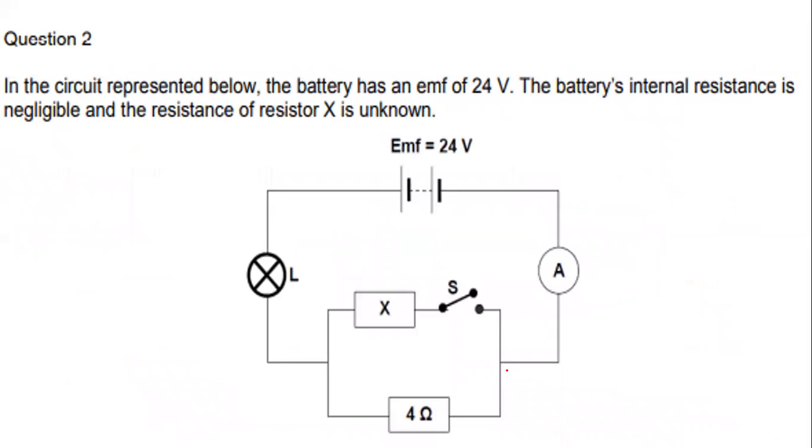Let us move to another circuit. Then they tell us in the circuit represented below, the battery has an EMF of 24 volts. We know what we mean by now. The battery's internal resistance is negligible and the resistance of resistor X is unknown. So we don't know the value of the resistance there.